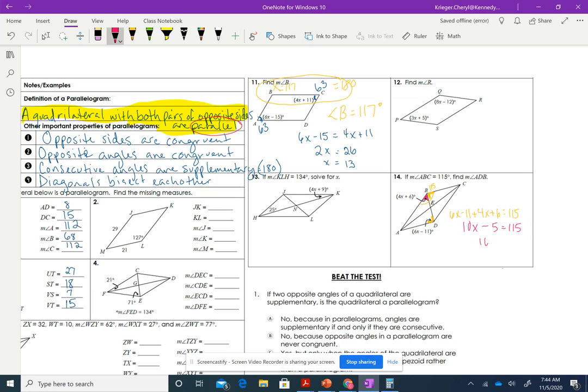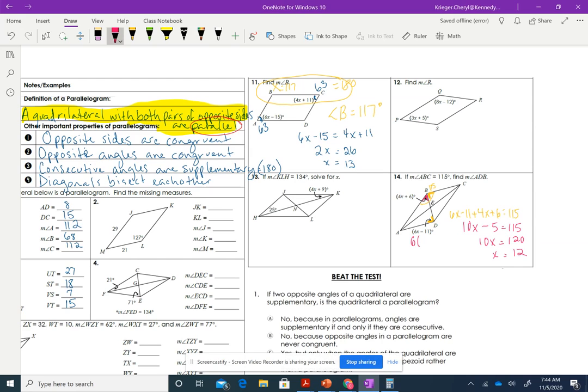Okay, I'll add 5 to both sides. That's 10x equals 120. And divide by 10, I get x equals 12. Okay, so what am I trying to find? Angle ADB.